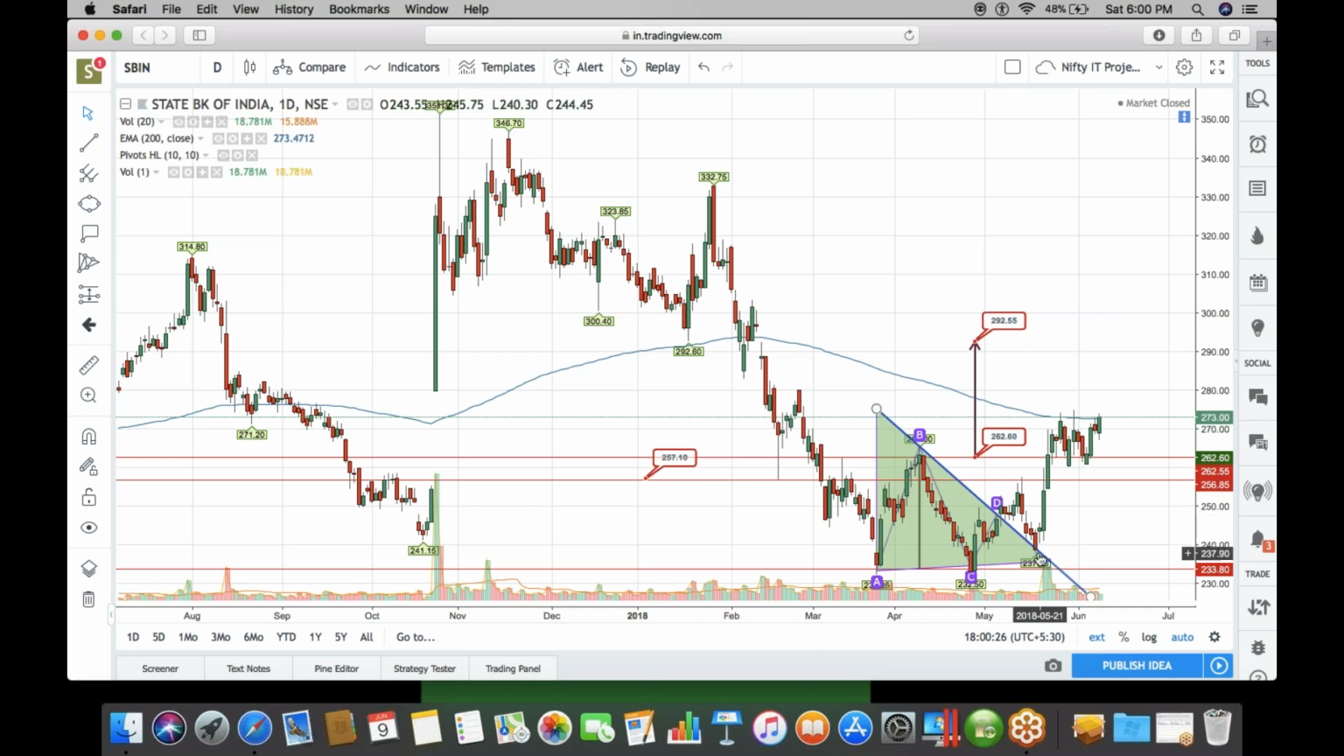So we have a short trade in our hand, and a very good risk reward ratio. Why? Because the upside resistance is 257. So what is to lose? Very few points to lose and very many points to gain. So a great trade setup in our hands, provided it is supported by our indicators.